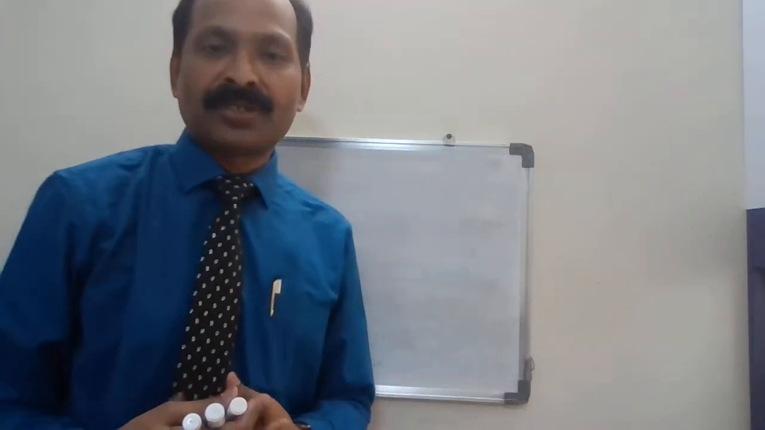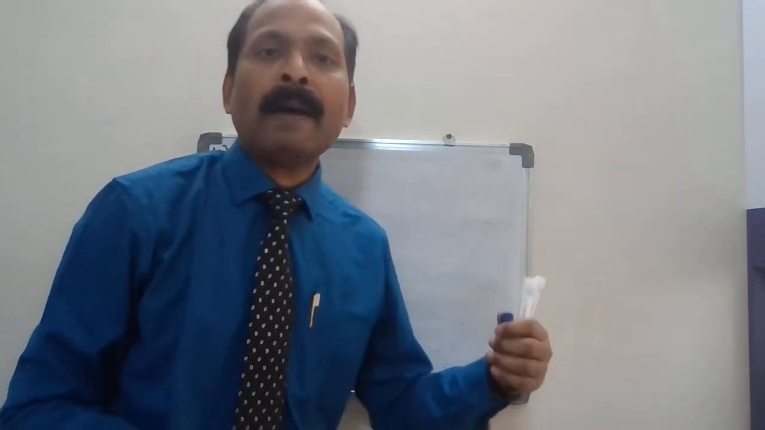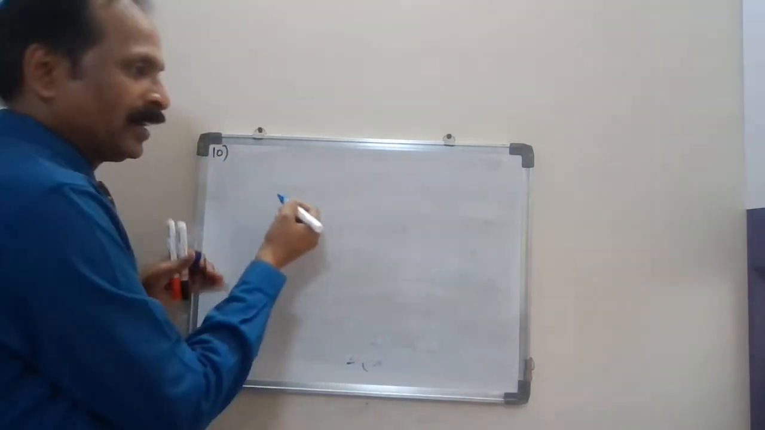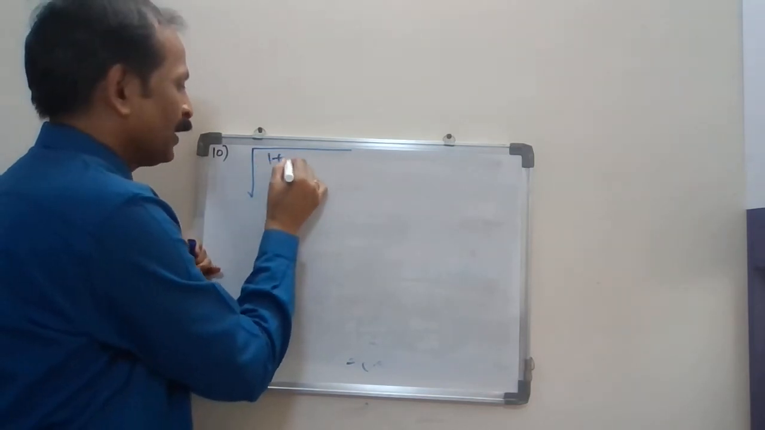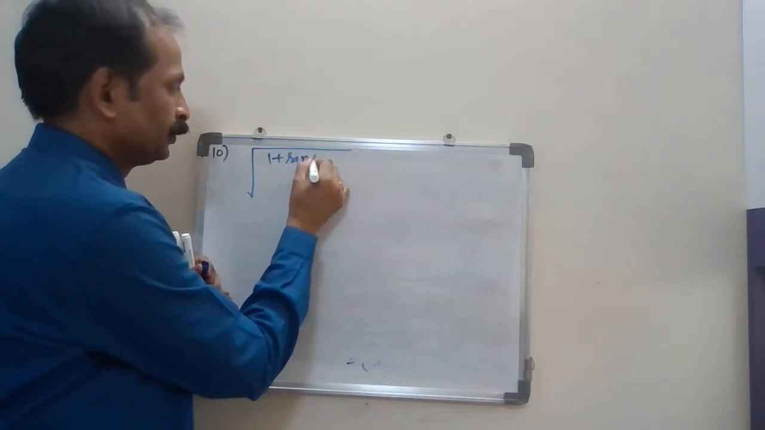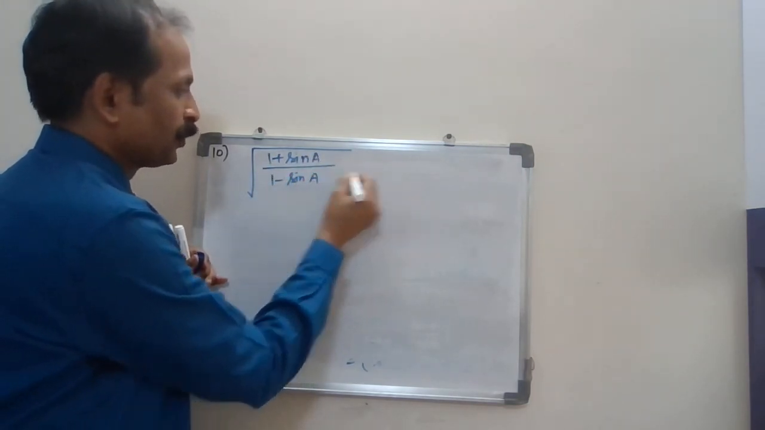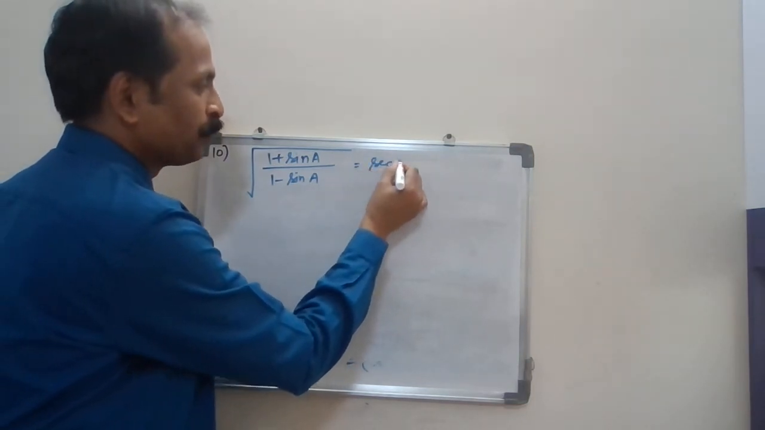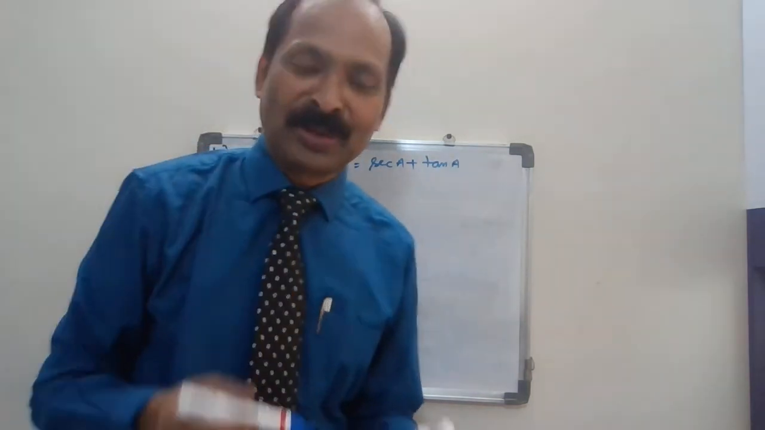Yeah, sometimes students have a habit of getting confused by the square root sign. So whenever a square root sign is there, the same method you apply, multiplying up and down and getting rid of the denominator or numerator, whichever you want. So I'm taking one sum: root of 1 plus sin A upon 1 minus sin A, and you have to prove sec A plus tan A. If you remember, it is the same question.